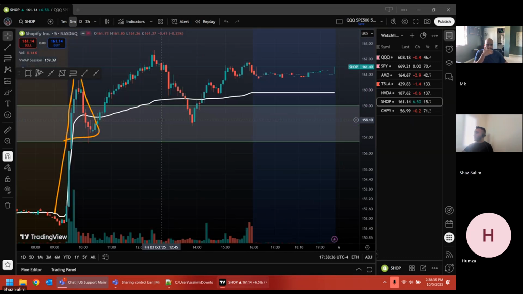Alt R. Right above VWAP, right? Look at this 5-minute candle. 158.70. Your risk is 40 cents, right? And this gave you a 2-point move. Sorry, 158 to 162, a 4-point move. Yeah.